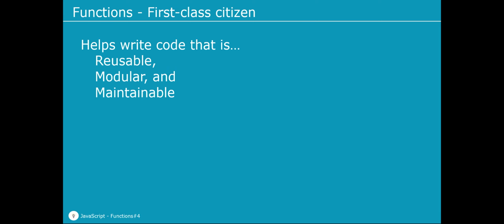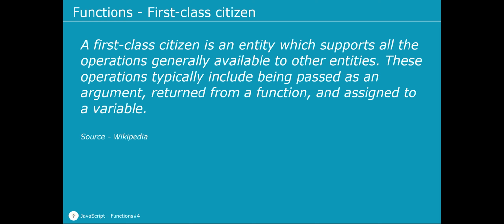We start with the definition first. So if we talk about a first-class citizen, I simply took it from Wikipedia. It says that a first-class citizen is an entity which supports all the operations generally available to other entities. These operations typically include being passed as an argument, returned from a function, and assigned to a variable. This means we will use functions just like we use a variable in JavaScript. We assign functions to variables, we pass these functions as an argument to another function, and we receive a function as a return value from another function.